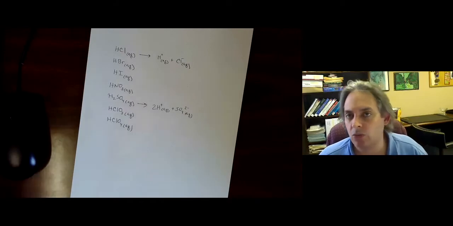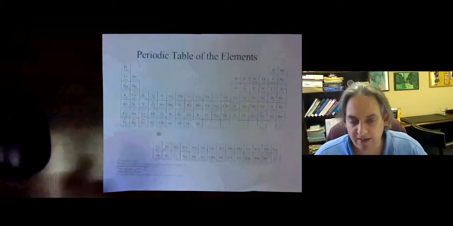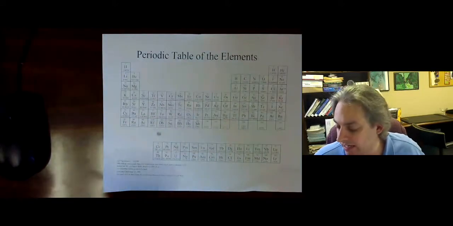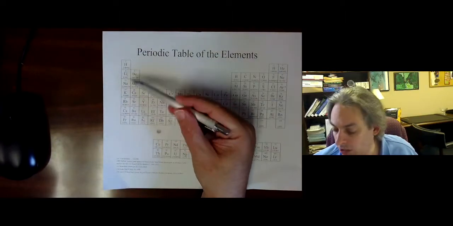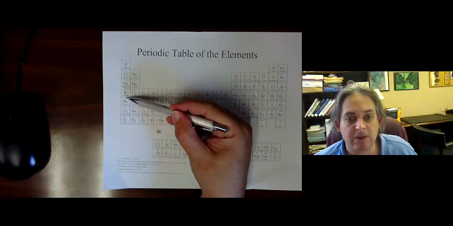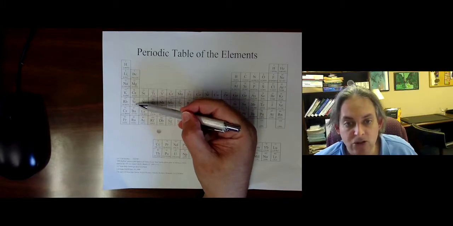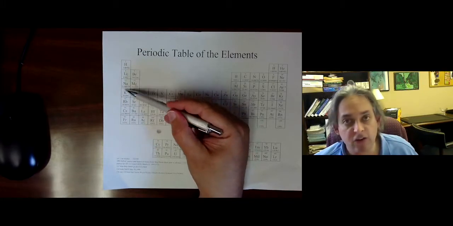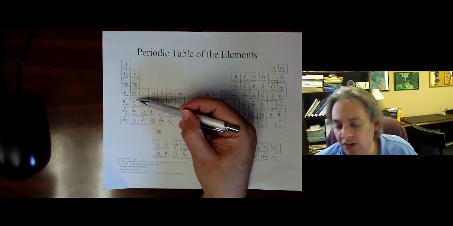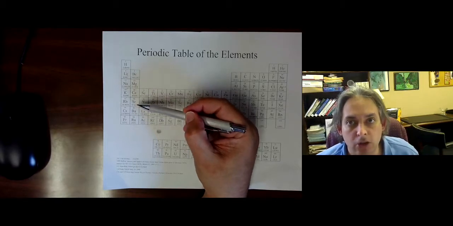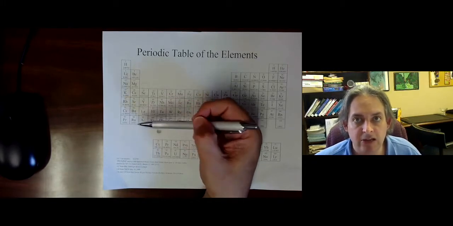Now what about bases? Which bases are strong? Well, we can look at the periodic table to help us with that. Your strong bases are the hydroxides bonded with lithium, sodium, potassium, rubidium, and cesium. So lithium hydroxide, sodium hydroxide, potassium hydroxide, rubidium hydroxide, and cesium hydroxide, as well as calcium, strontium, and barium. So the first column, the alkali metals, and then the alkaline earth metals starting with calcium and going on down, are all strong bases. That means that the hydroxides of these metals will completely dissociate when dissolved in water.